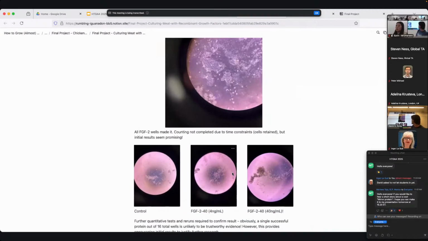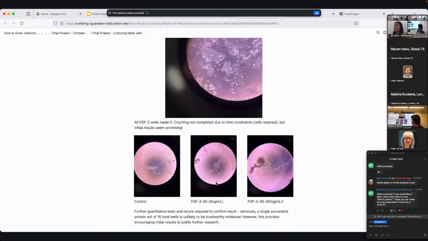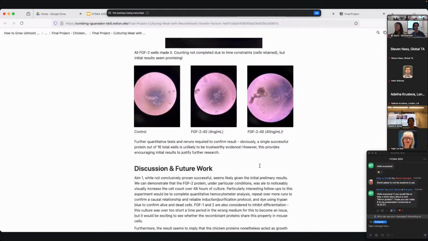And if you look at the initial results, this is the control. This is with 4 nanograms per milliliter of FGF2, and this is with 40. And you can see that the 40 has a considerable bump of cells here. So obviously this isn't quantitative at all, and there's plenty more experimentation to do. I didn't actually count the cells because doing this in hemocytometers takes forever, and this was last night and I ran out of time. But qualitatively, these results are pretty promising. And again, only one of these 8 proteins actually worked, but if we had a more robust protocol and did a better job with purification, potentially this could be something that really worked.